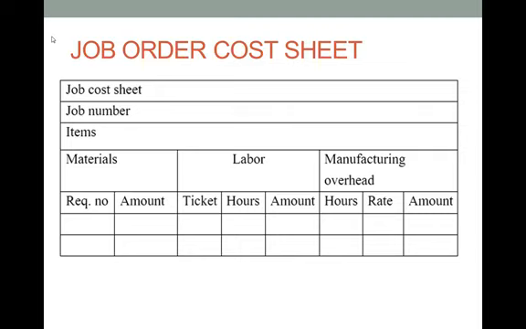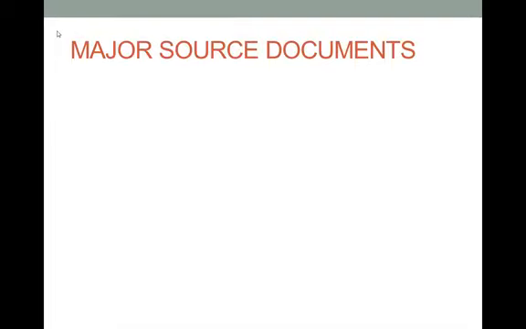So, let's move on to major source documents. First, we have to know that major source documents have 5. We have 5 source documents of job order costing. First is the job order cost sheet, which we have shown, what the job order cost sheet looks like.